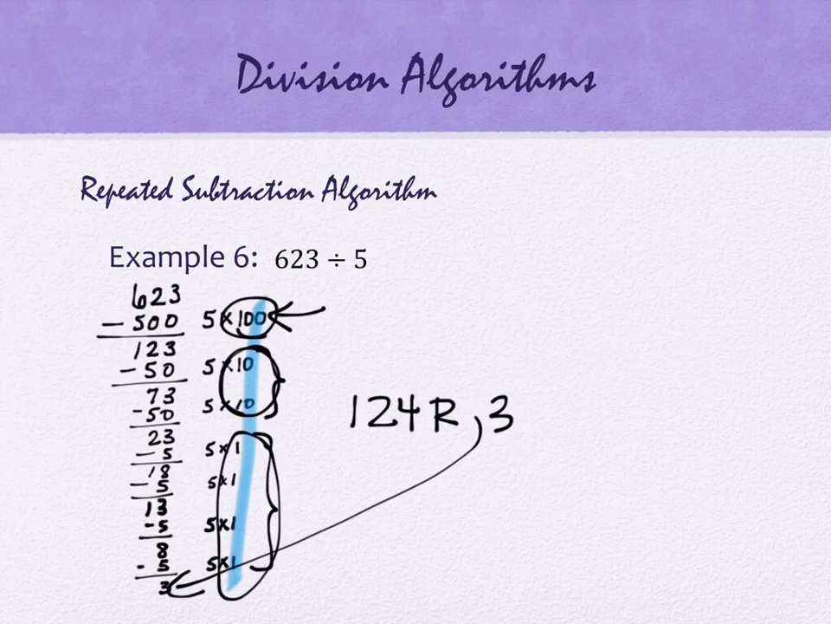That's repeated subtraction. And we will pick up and finish the rest of this section next time. We are so close to done, and then we will be able to call it good for chapter 3.